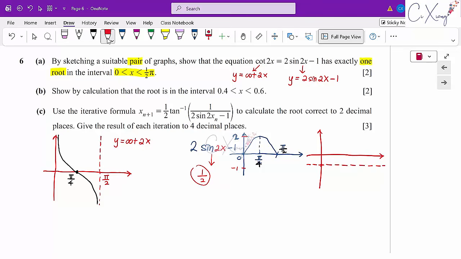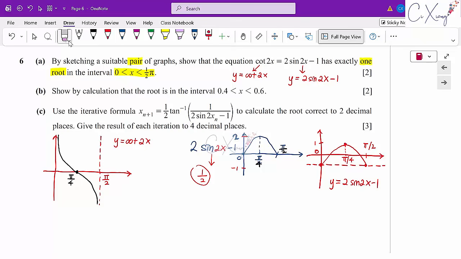Okay, so that means your graph will start from 0. The original maximum point is a 2. When you move it down 1 unit, it will become 1. Alright, and then your graph should look something like this, where you should know that this is 0, then this one is basically pi over 4, and this is basically pi over 2. Alright, and this is what we have for y equals 2 sine 2x minus 1.